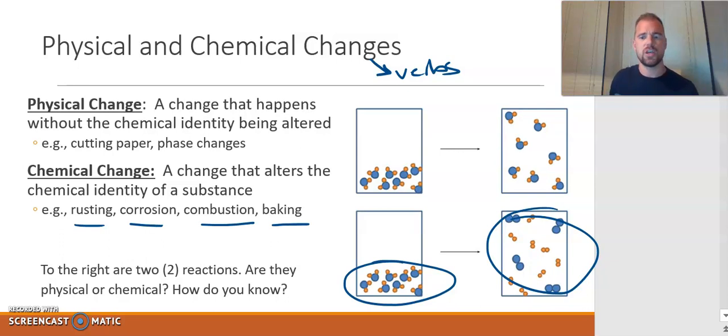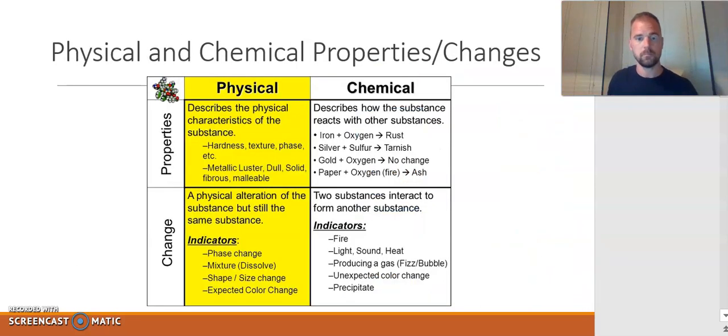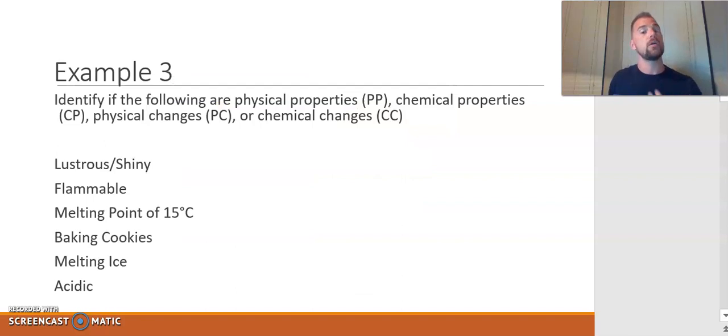Notice they've changed. So this would be an example of a chemical change. To review, this chart right here has physical and chemical properties and changes. I encourage you to pause the video and reflect on this in case you have any questions about the difference between the 4 properties and changes that we've covered.